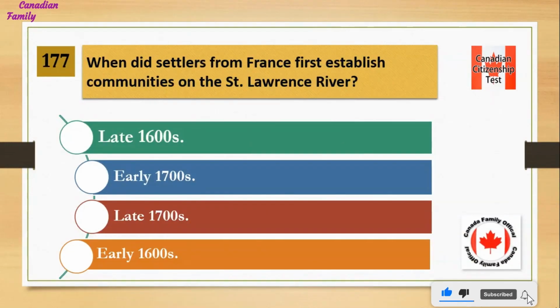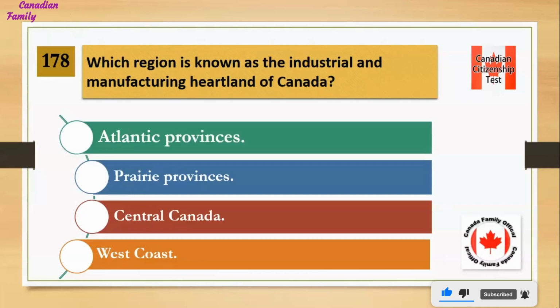When did settlers from France first establish communities on the St. Lawrence River? Number 1, late 1600s. Number 2, early 1700s. Number 3, late 1700s. Number 4, early 1600s. And the answer is early 1600s.